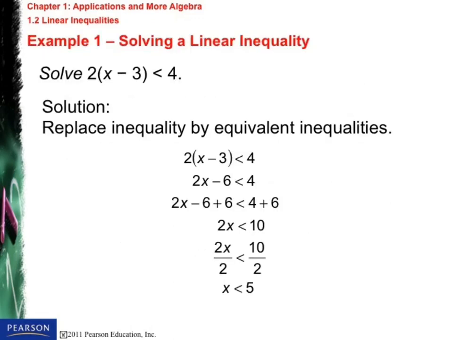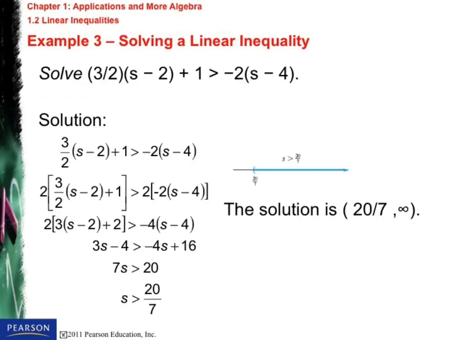So solving a linear inequality, distribute the 2. So you have 2x minus 6 is less than 4. Then you're going to add 6 to both sides. So you have 2x is less than 10, divide by 2, x is less than 5. So you solve it just like an equation, basically, but you've got to deal with the inequality when you graph your answer, if you're going to graph it.